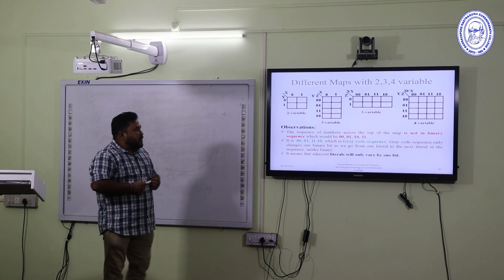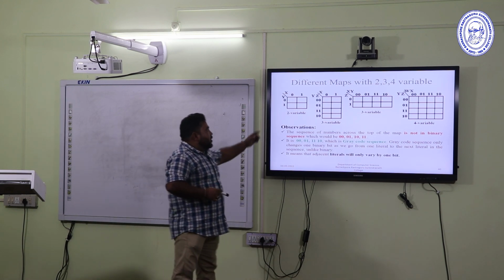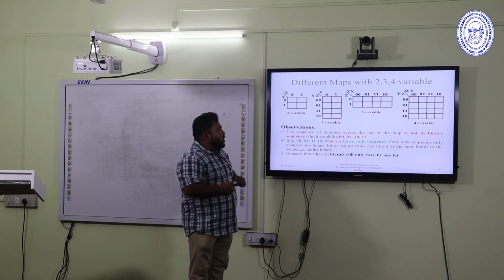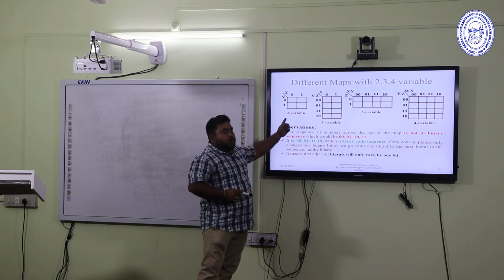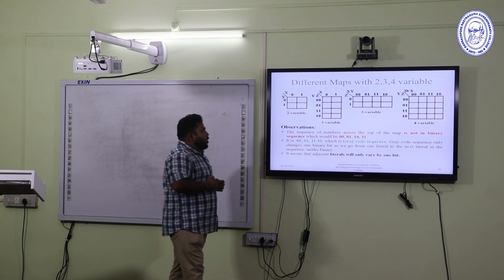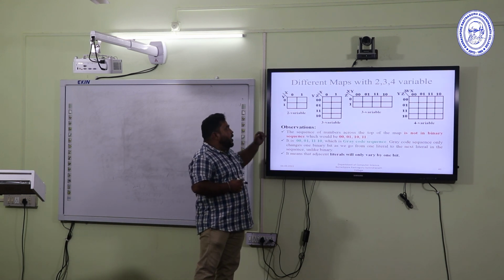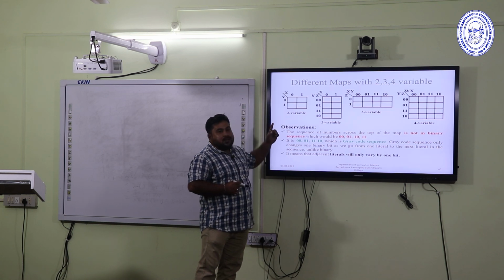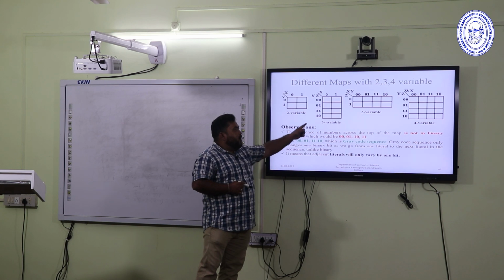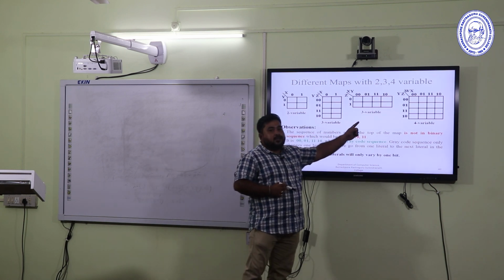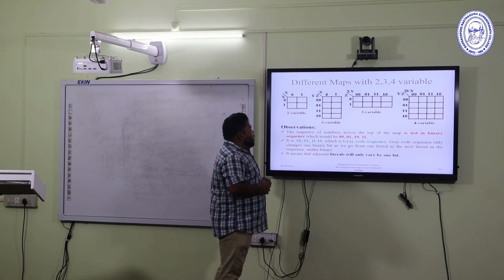So these are the map structures. That is the 2 variable map, that is a 3 variable map, and that is the 4 variable map. The first one is the 2 variable map. Here 4 cells are there, that is 2 to the power 2 equals 4, and here 2 to the power 3, that is 8 cells, and there is 2 to the power 4, that is 16 cells.